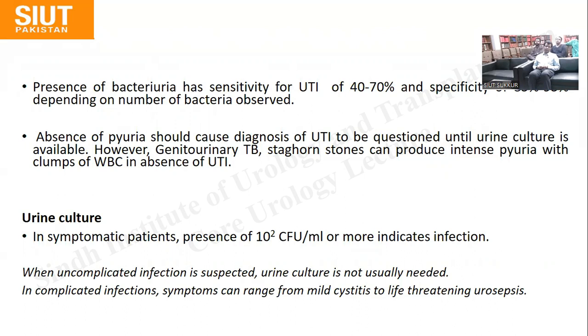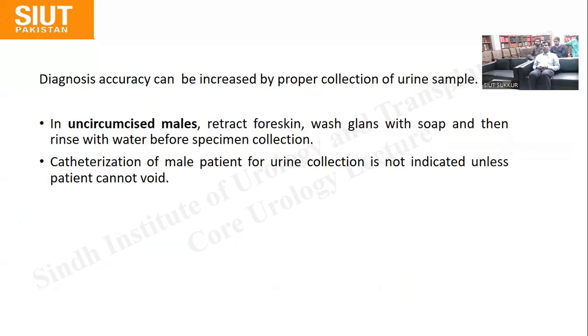In complicated infections, symptoms can range from mild cystitis to life-threatening urosepsis. In symptomatic patients who are uncomplicated, even routine urine examination, the history, and the clinical examination itself can guide us towards treating the patient, maybe with medical management. Diagnostic accuracy can be increased by proper collection of the urine sample.